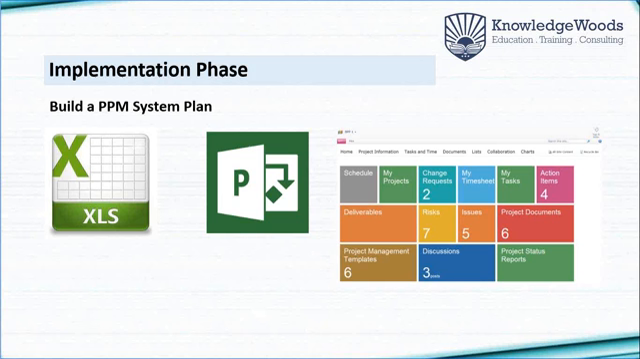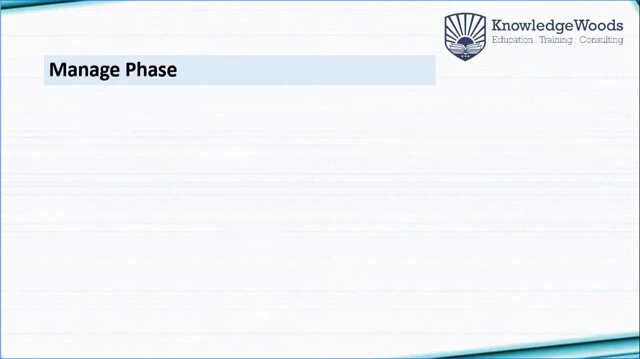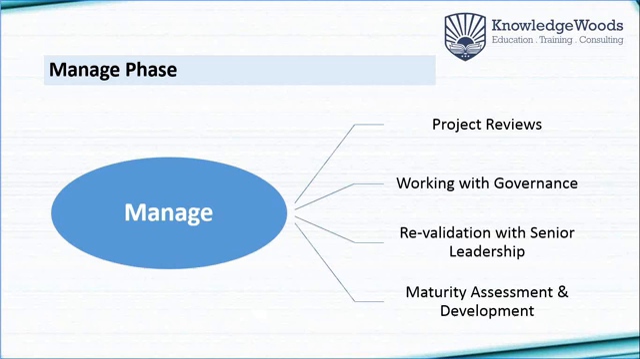Now the next stage of PMO implementation is your manage phase. So what does the manage phase do? The manage phase is about reviewing your services, reviewing how the PMO is performing, and reviewing whether the PMO is providing value to the organization. And obviously, as organizations mature, individuals mature, the PMO also should mature. They should not remain static, or else they will lose their value.